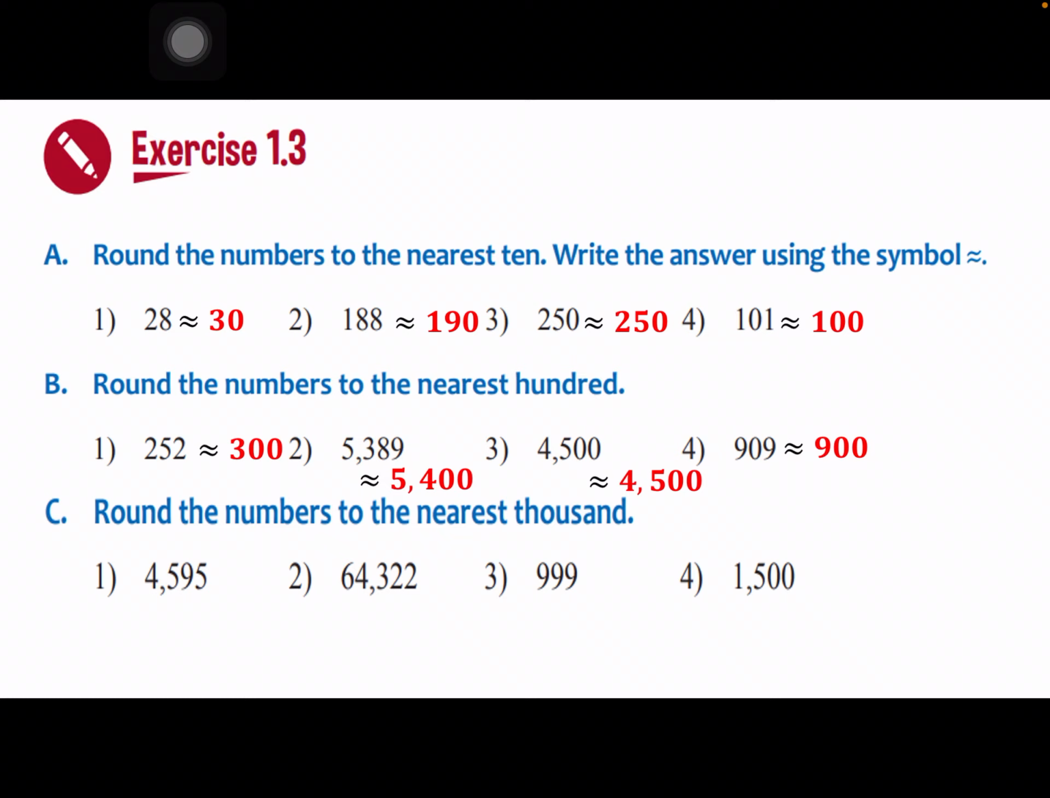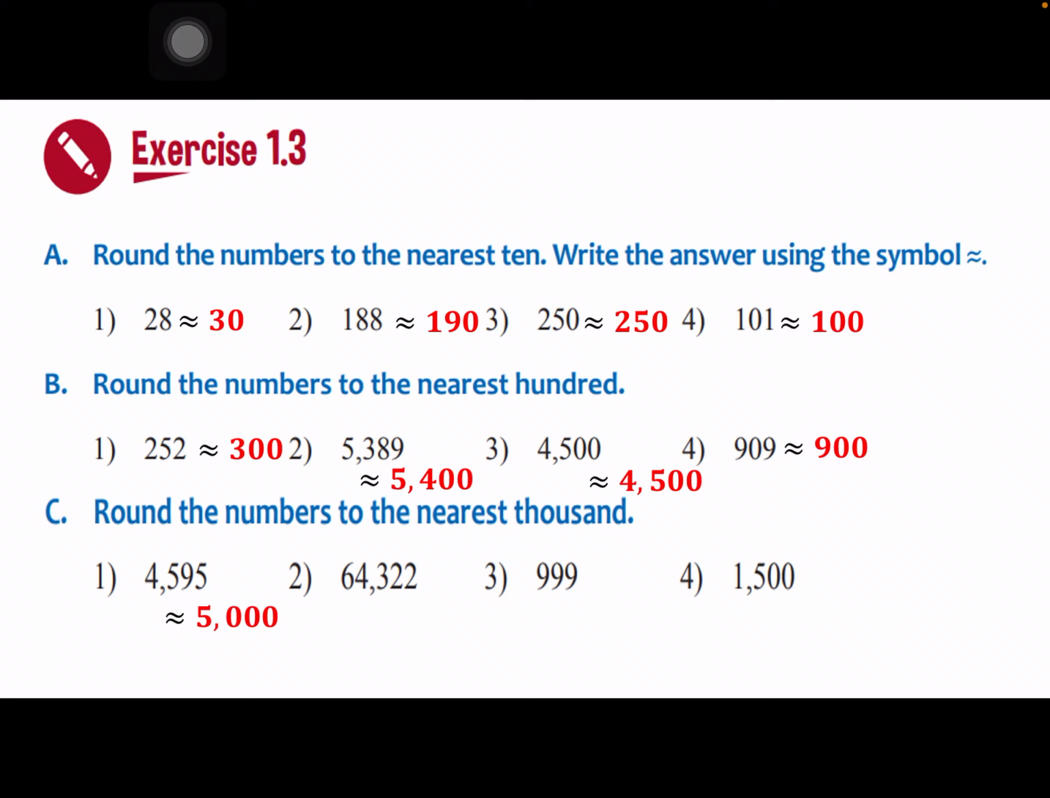Letter C. Round the numbers to the nearest 1,000. Okay, the last exercise for today. Thousands place. Number 1 is 4,595. The 1,000 place is 4. Next is 5. You round it off. Round off to 5,000.